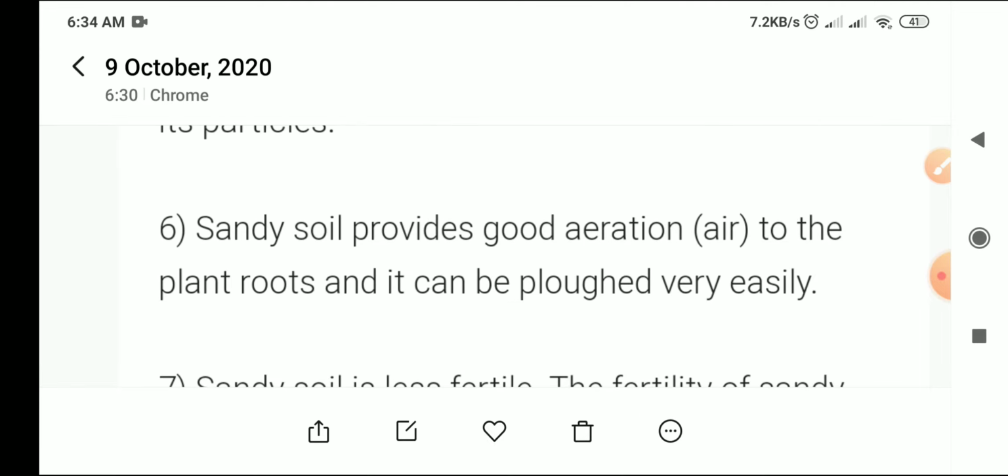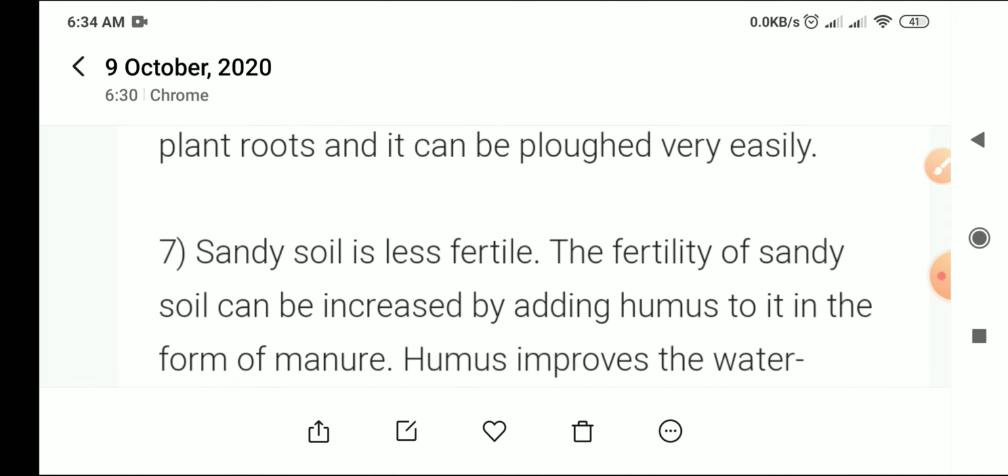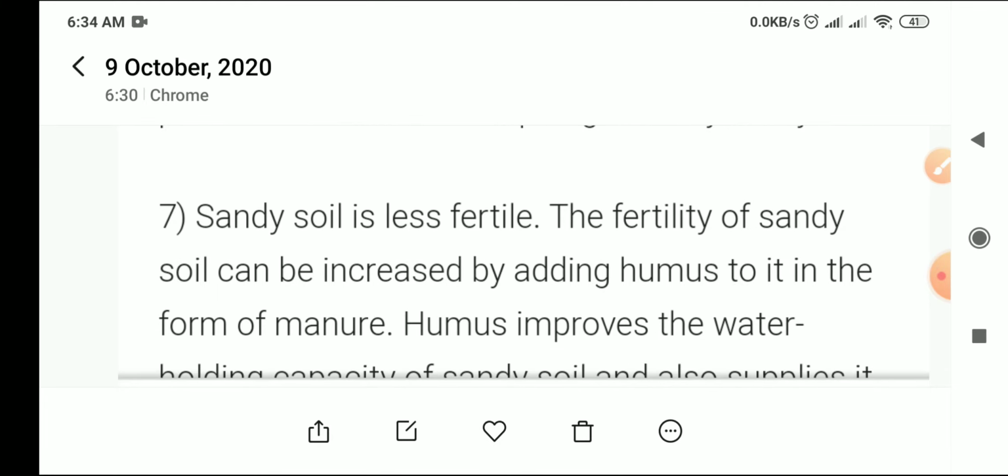Sandy soil provides good aeration to plant roots and can be ploughed very easily. Definitely, if there is more space, then most of the time aeration will be higher. Sandy soil is less fertile. The fertility of sandy soil can be increased by adding humus or manure to it. So if we want to increase the fertility of sandy soil, we need to add manure or fertilizer.